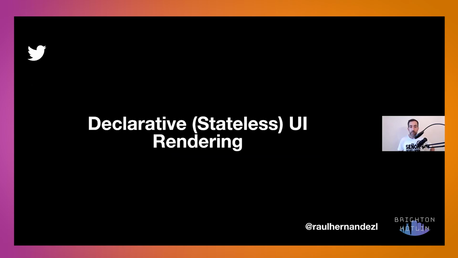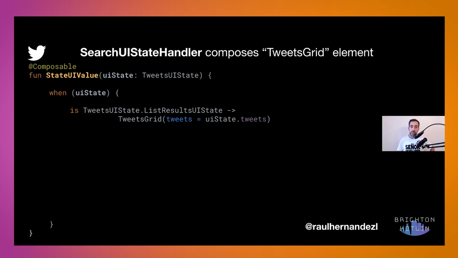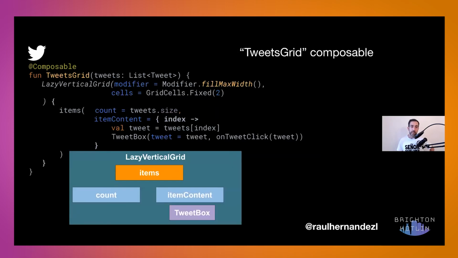So, yep, now we are going to render this stateless UI. And what we have for a stateless UI is basically passing the UI state. We're going to process the first one, list results UI state, by rendering a tweets grid. This grid is composed by a collection of tweets. Inside this grid, I have a vertical grid with a maximum of weight, a combination of different columns or cells.